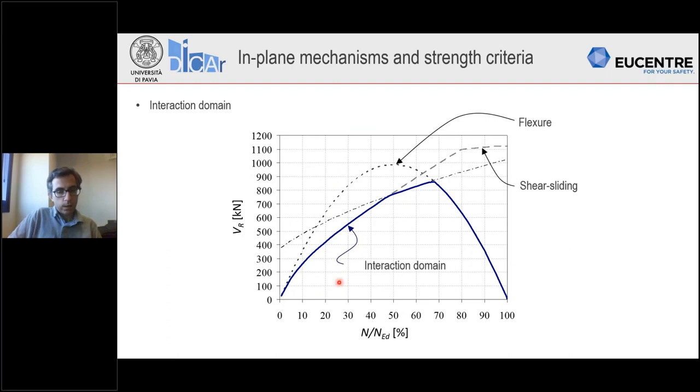As I was saying, strength is depending on the axial load through this interaction domain. Here you can see that, for example, for a pier characterized by a low axial load, you will have a flexural mechanism, which is controlling the response. But if you increase the axial load, you will have probably a shear mechanism controlling the response. And then, if you go towards very high axial load, you will have again a flexural mechanism. Of course, in a nonlinear analysis, the axial load can vary.